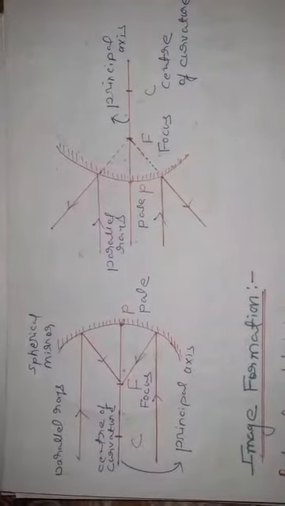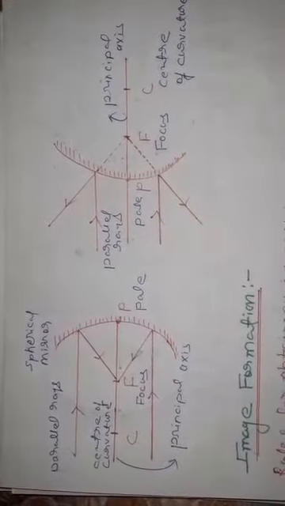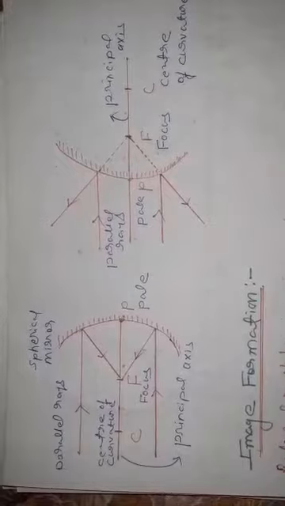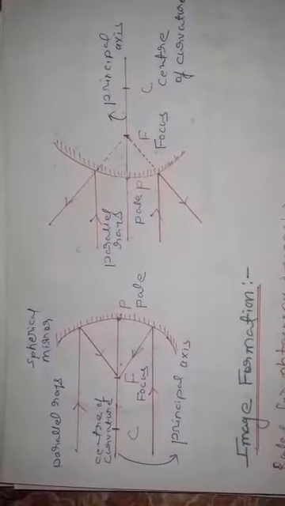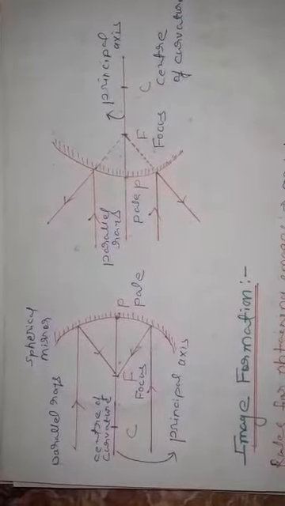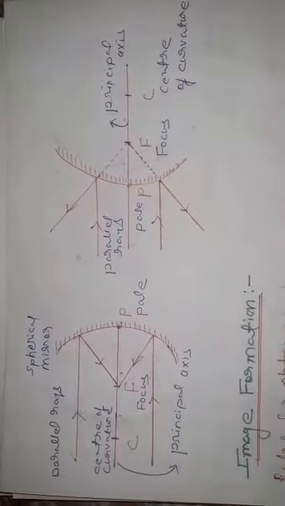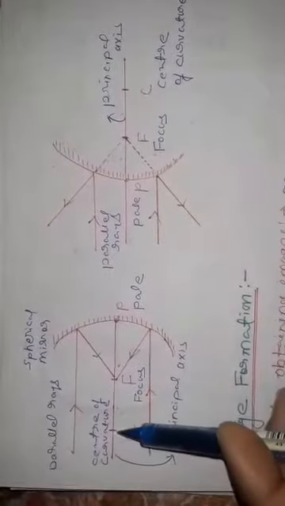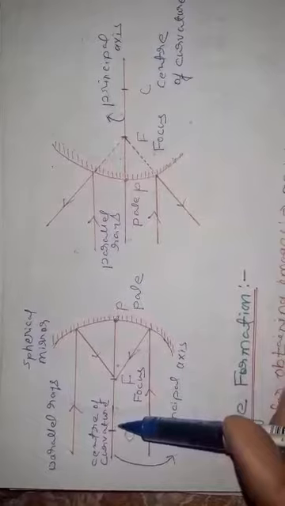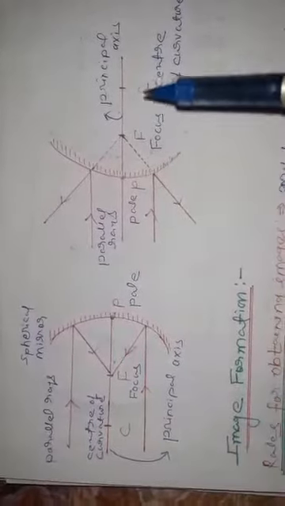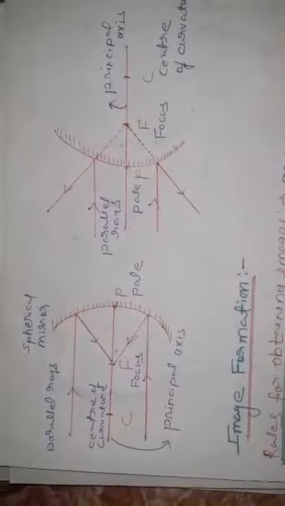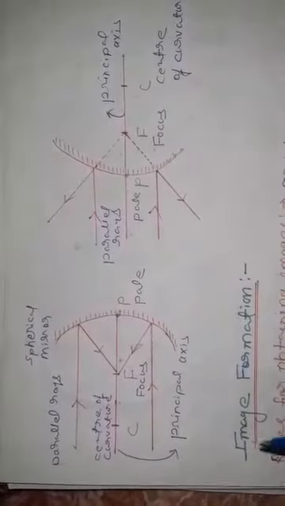First one is the center of curvature. What is the center of curvature? The center of the sphere of which the spherical mirror is a part is called the center of curvature, which is denoted by C. See in the figure, this will be your center of curvature in case of concave mirror and in case of convex mirror.